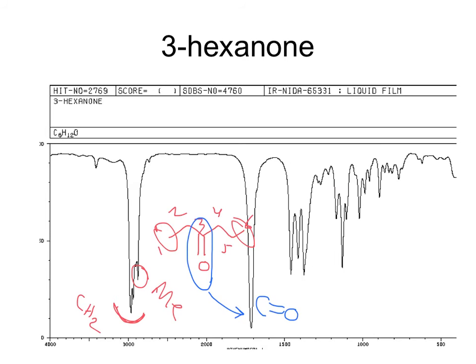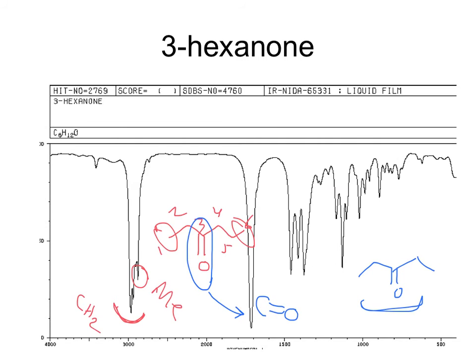Again, if you're comparing that to 3-pentanone, essentially the IR is going to look very, very similar. So you won't be able to distinguish between 3-pentanone and 3-hexanone because the functionality is exactly the same. Likewise, you won't be able to distinguish between 3-hexanone and 2-hexanone because the functionality is exactly the same.